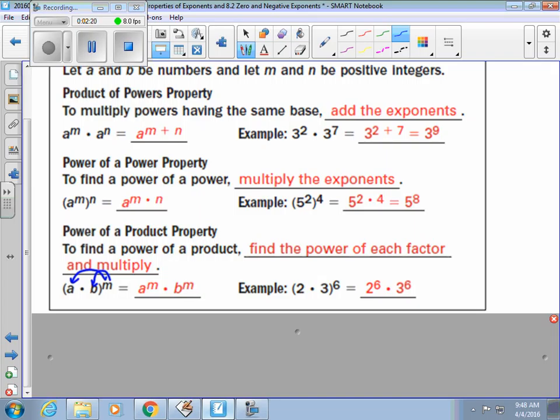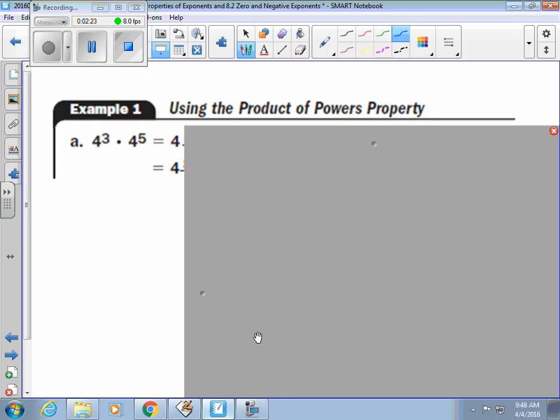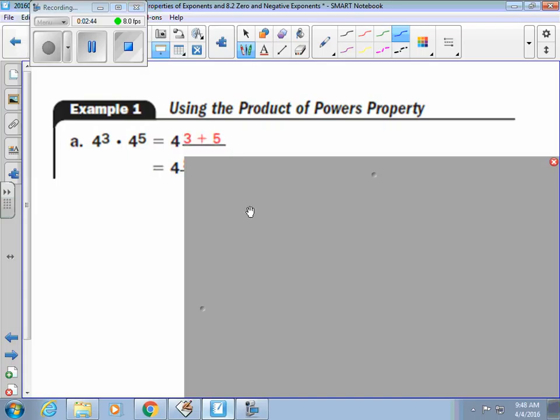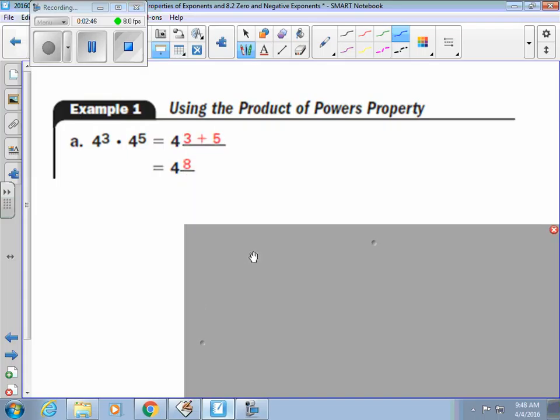2 to the 6th power times 3 to the 6th power. So let's look at example 1 to show the difference in those three properties. 4 to the 3rd times 4 to the 5th. We've got the same bases, 4 and 4. What do we do with the exponents? Multiplication pairs with what with exponents? Addition. 4 to the 3 plus 5. You add the exponents, so you get 4 to the 8th. Simple. Same base, 4 and 4, add 3 plus 5.